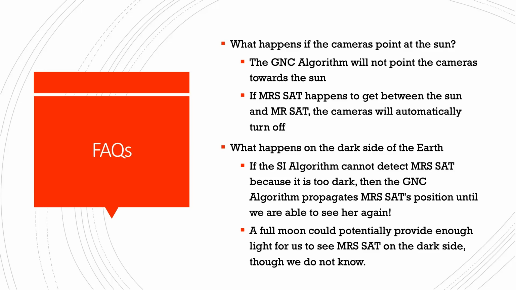Then on the other side of this, if we're somewhere completely dark, where the sun's blocked out, if it's too dark, the GNC algorithm is going to propagate Mississat's position until we're able to get a good picture again. There's also a chance that light reflecting from the moon could give us enough light to see Mississat, but we're not going to be able to know till we're in space, unfortunately.